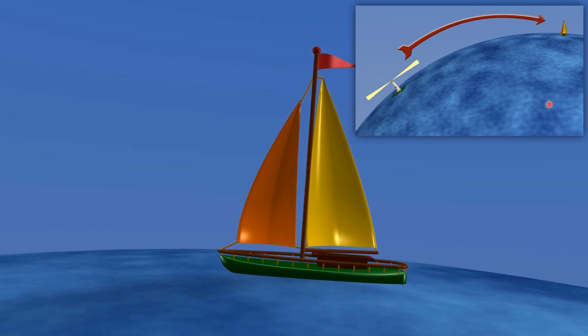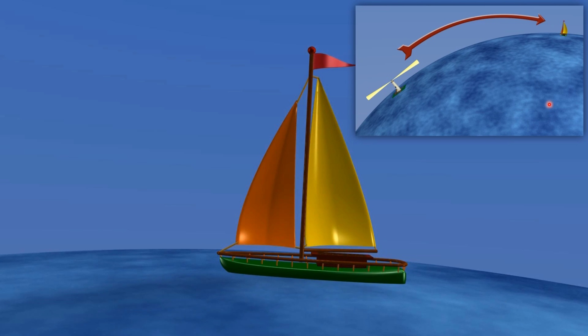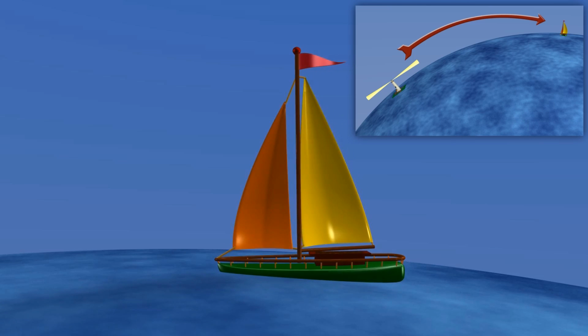The reason why you see things disappear over the curve or over the horizon or reappear over the horizon is due to the curvature of the earth. So let's explore that.